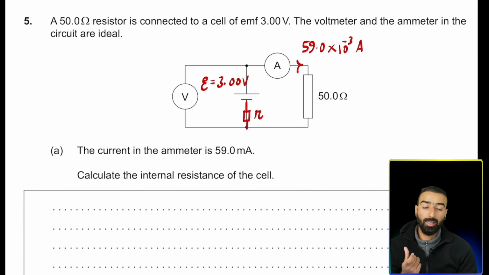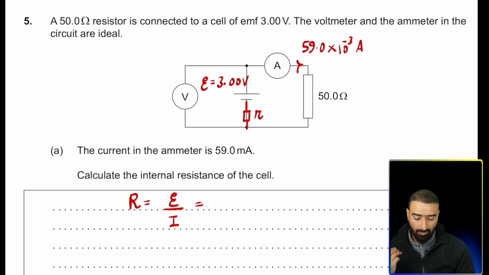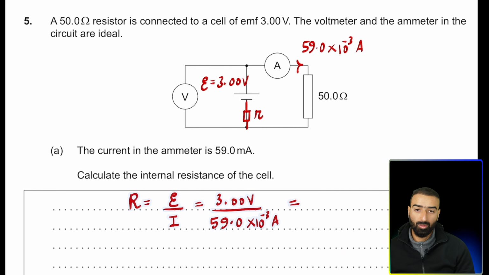We can quickly find the total resistance of the circuit. The total resistance is the EMF divided by the current. The EMF we can substitute 3.00 volts, and for the current we have 59.0 times 10 to the minus 3 amps. So this turns out to be about 50.847 ohms. Mind you, this is the total resistance of the circuit, 50.847 ohms.